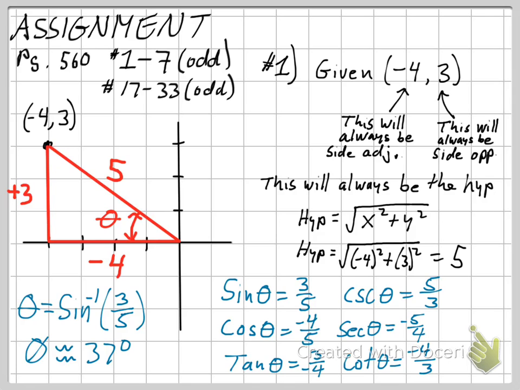I know that 37 degrees is an angle formed with the x-axis. What we call that is the terminal angle. It doesn't matter whether I call it positive or negative. I know it forms with the x-axis. All right then, that should be good to go for this.